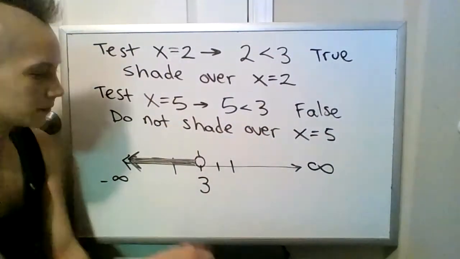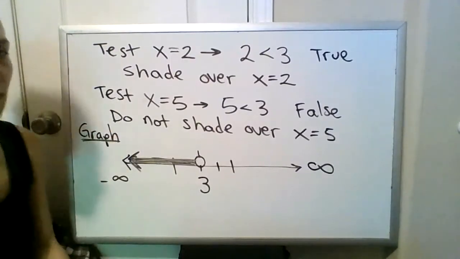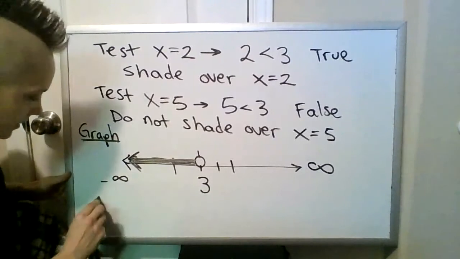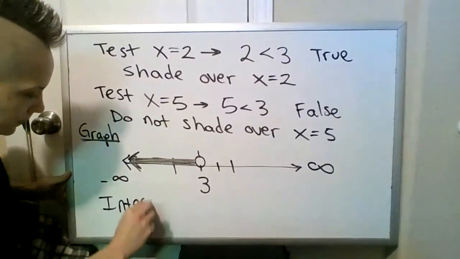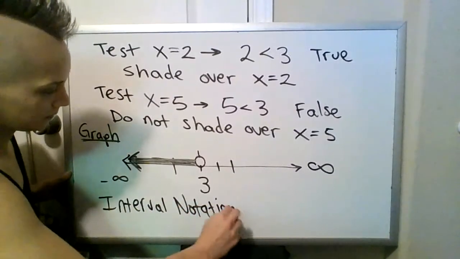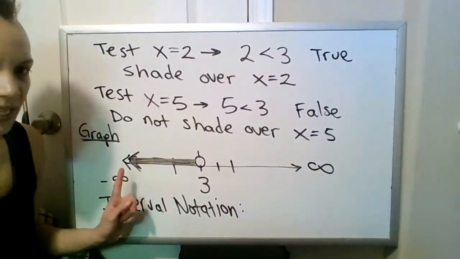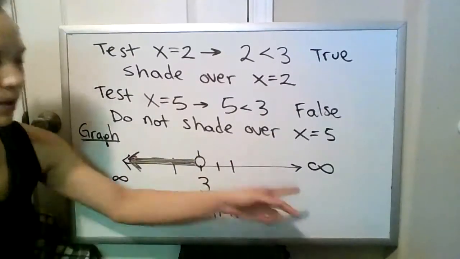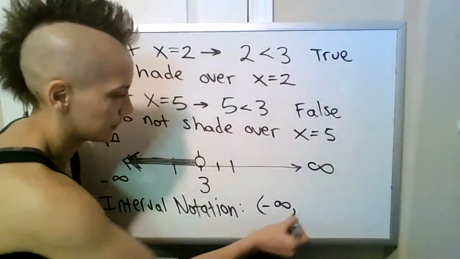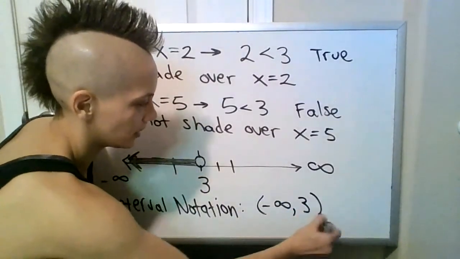So that's the graph. And the set in interval notation looks like this. We're going from negative infinity, and negative infinity and positive infinity will have parentheses every time, over to 3, and do not include 3. So it also has the parentheses.